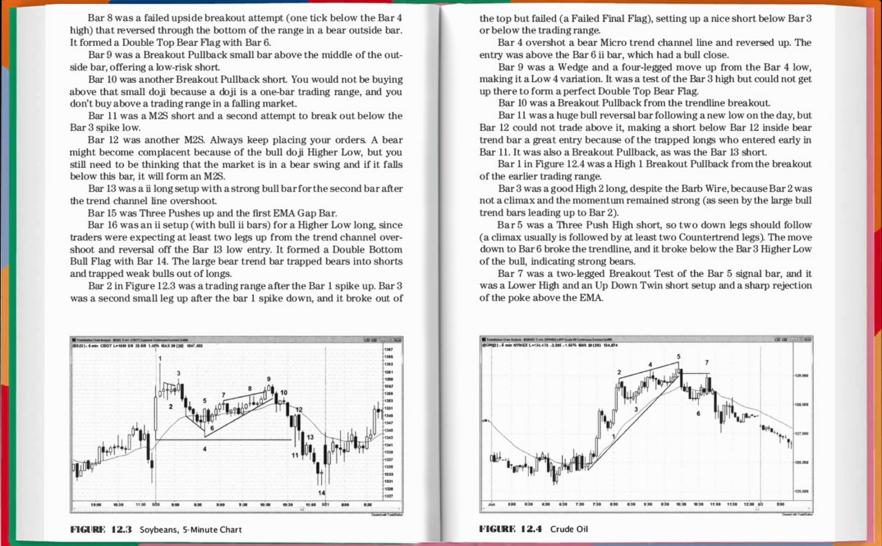Bar 13 was a Roman 2 long setup with a strong bull bar for the second bar after the trend channel line overshoot. Bar 15 was 3 pushes up and the first EMA gap bar. Bar 16 was in a Roman 2 setup with bull Roman 2 bars for a higher low long, since traders were expecting at least 2 legs up from the trend channel overshoot and reversal off the bar 13 low entry.